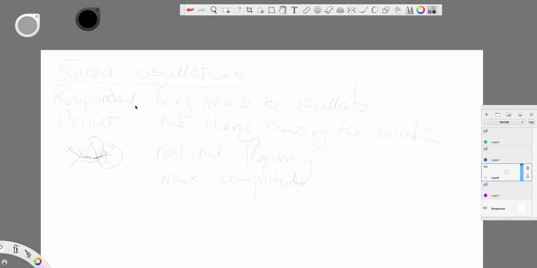So there you have forced oscillations where a responder is being made to oscillate by a driver, as opposed to free oscillations, which we've had in our previous videos. And in doing that, if the driver is in phase with the responder and it is driving at the natural frequency, you will get a maximum amplitude. Now, this happens in all kinds of different ways. I'm going to explore a few of those in our next video.